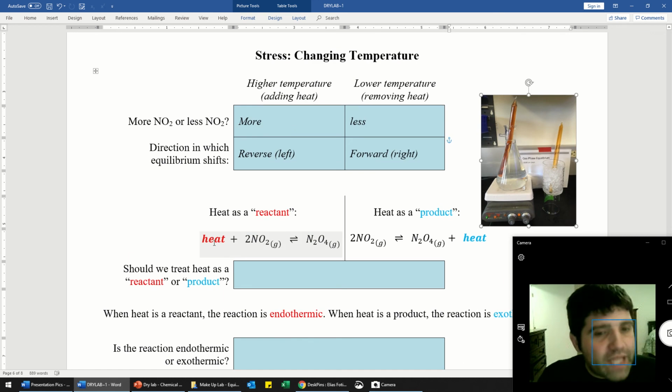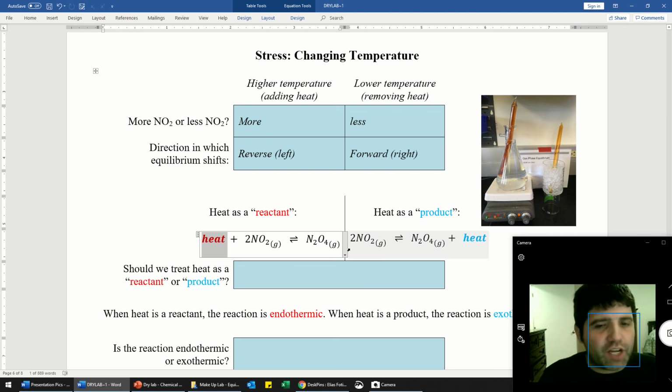So if we add heat, that would be sort of like we're adding a reactant. If we add a reactant, that's going to make the equilibrium shift to the product side, and it would become less brown if we heated it. But yet we know that the opposite's true. When we heat it, the equilibrium shifts backwards. So this situation, treating heat like a reactant, is not working.